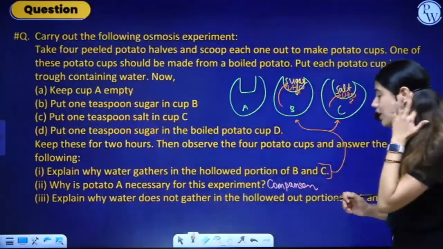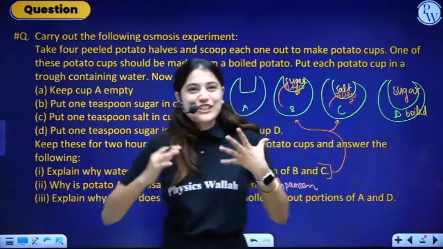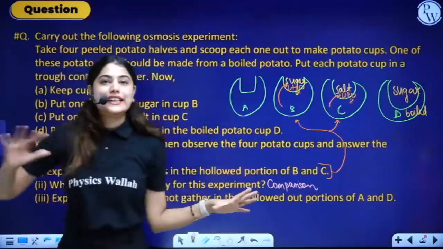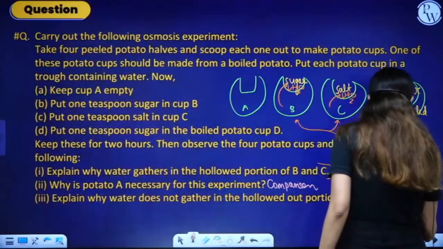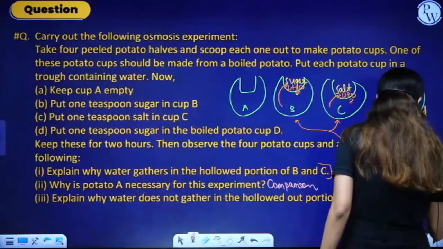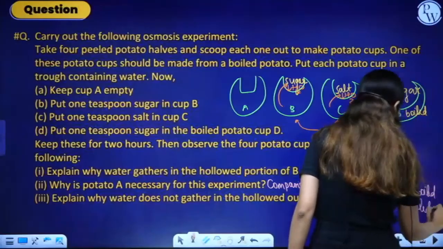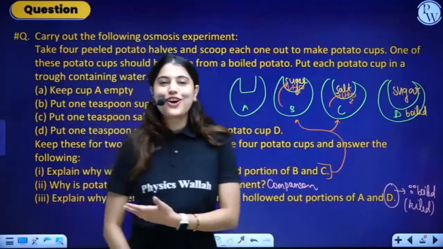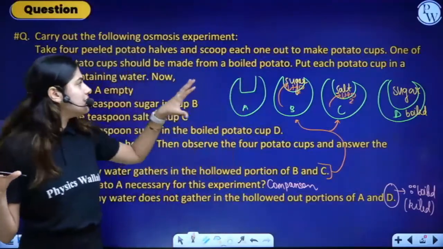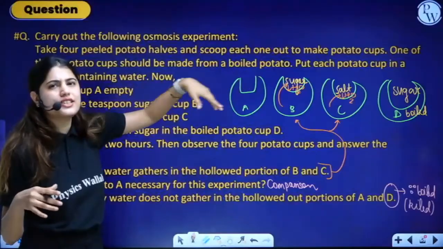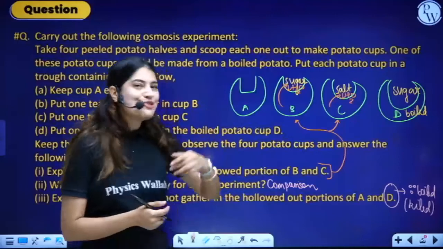Why does water not gather in the A and D? D, because it is boiled. I told you, if it is boiled, it is killed, hence no osmosis will be taking place, right? So we can say D because boiled, it is killed. And why in A? Water for the movement according to the definition of osmosis is requiring high concentration to low concentration. Where are you seeing any difference in the concentration of water? Is there any? No. So how will the water move? So that was with respect to A.